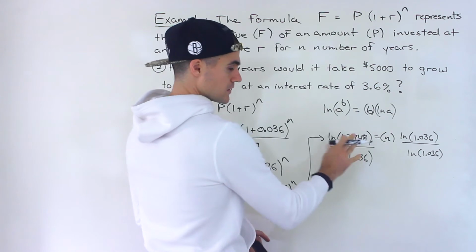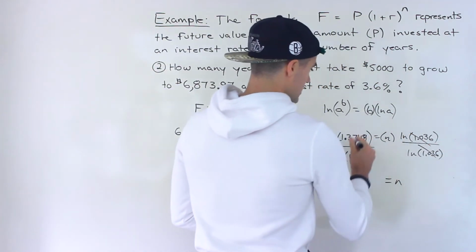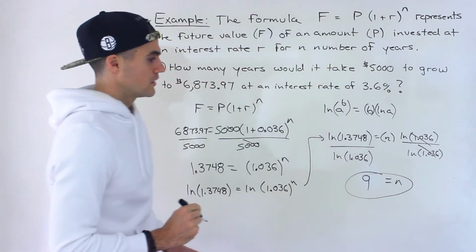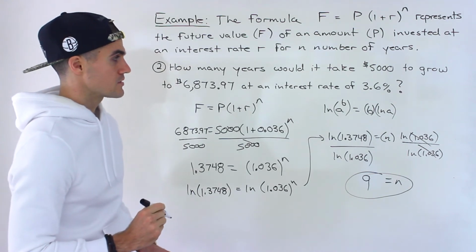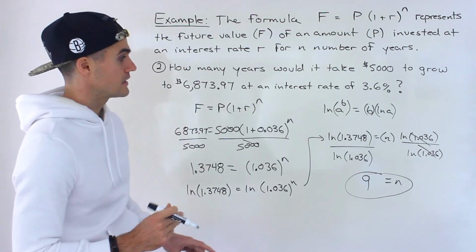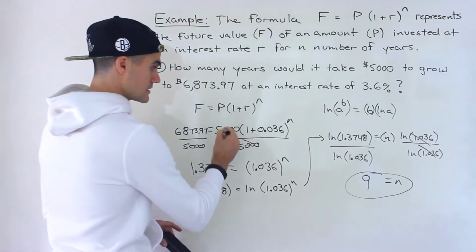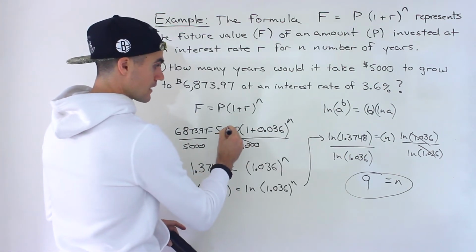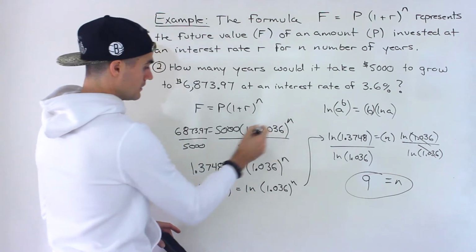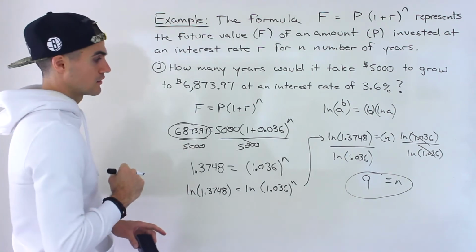Right, when you do this, be careful with your brackets. These cancel out, and when you do this calculation, you'd get an approximate value of 9. Right, so that would be the final answer. So it would take 9 years for this amount to grow to this amount at 3.6%. And again, you could check your answer. You can take this right side, take 5,000, multiplied by 1.036 to the power of 9, and you should get something very close to that. That's how you could check your answer.